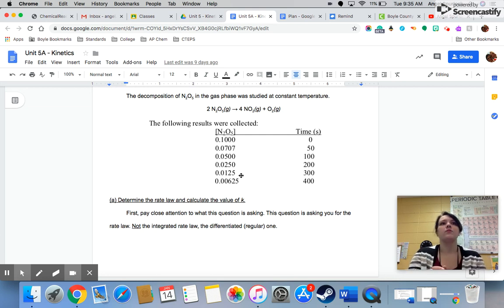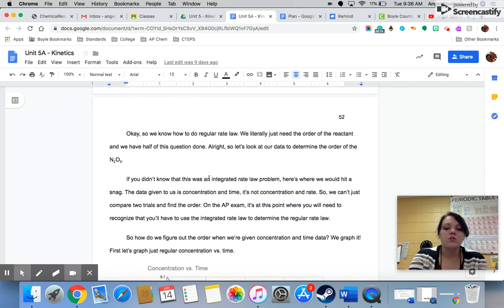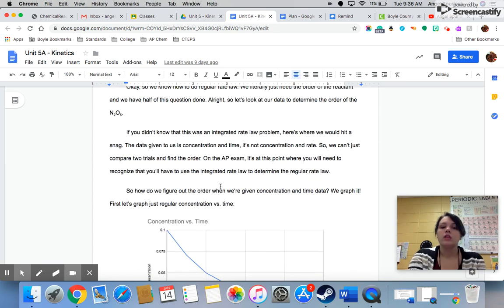Well, let's think about it. In order to solve for regular rate law, the only thing that I have to know is the order of my reactants. Well, in this case, I only have one reactant, which makes my life nice and easy. It's N2O5. So can I use integrated rate law data to solve for the order of my reactant? Yes, I can. And then if I solve for the order of my reactant, I can solve for regular rate law. So let's do that first. Let's solve for the order of N2O5.